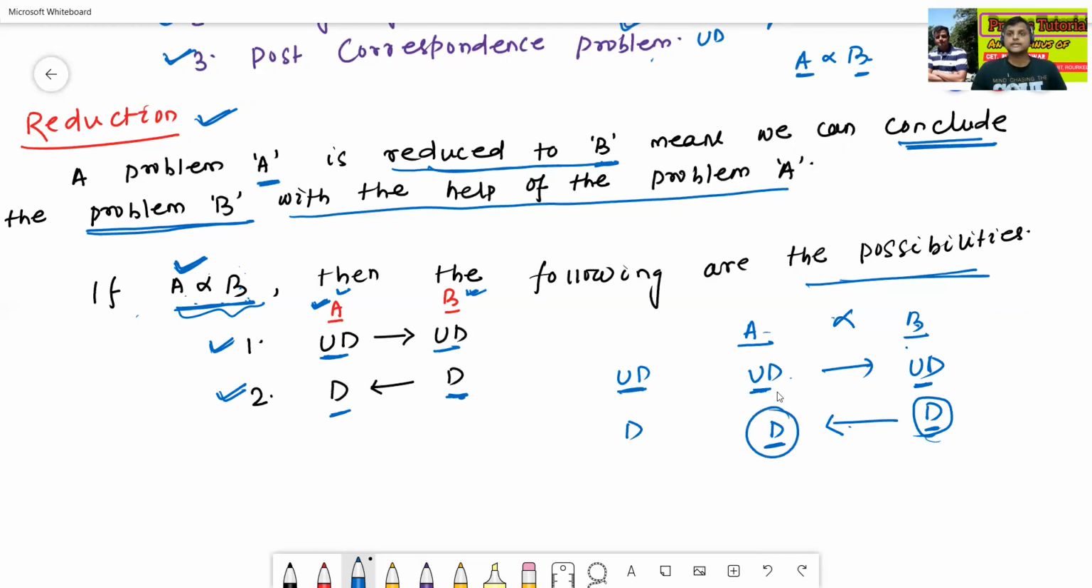These are mainly the definitions of decidable problems, undecidable problems, and reduction problems. In the next classes, we'll see some examples and solve some undecidable problems. In the next class, mainly we'll solve the post correspondence problem, and second, the modified post correspondence problem.